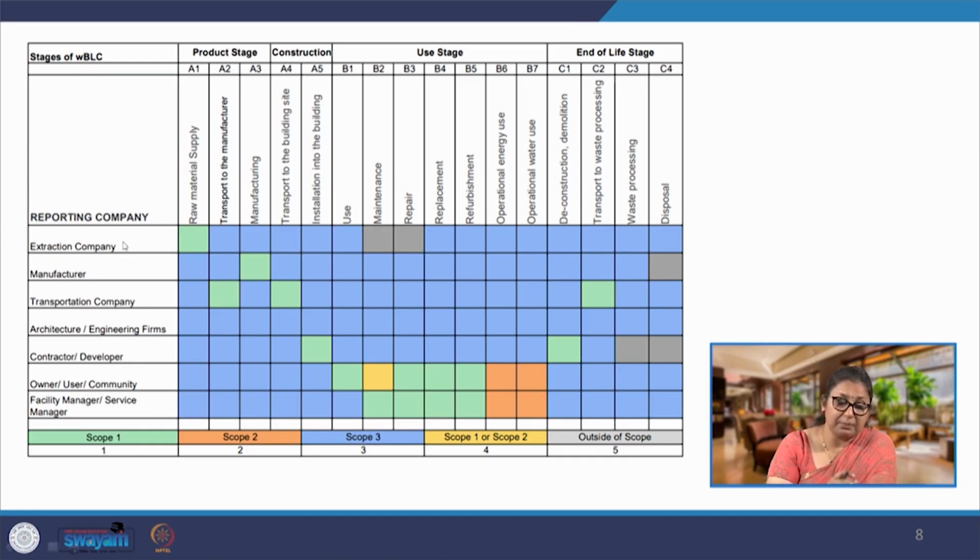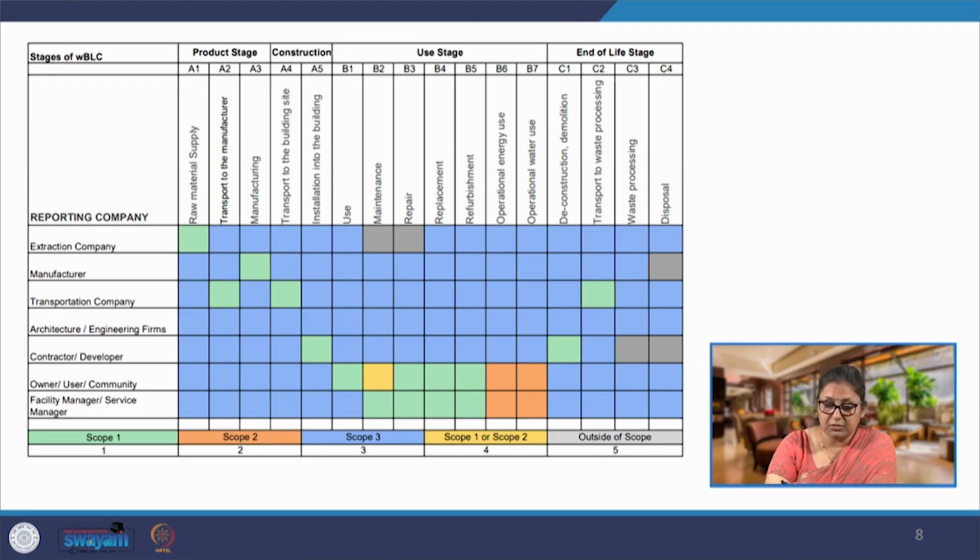Now, starting with the extraction company. The extraction company is involved in the extraction and supply of raw materials. For them, the direct emissions coming from extraction and supply of raw material are going to be counted as scope 1. So, the green is scope 1. This is scope 1 for them, and the entire downstream activity, all the emissions accrued from that, is going to be counted as scope 3.